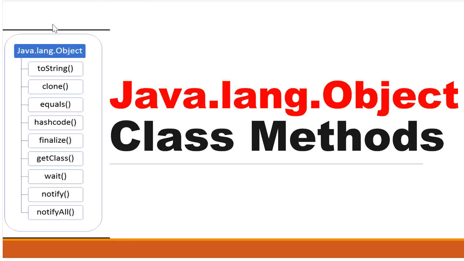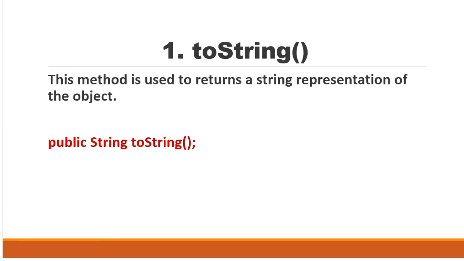We will start the discussion with the first one, that is the toString method. We can use this method to find the string representation of an object, and this method will return a string representation of the object. This is the signature of toString method: public String toString(), and we can override this method in our class also.